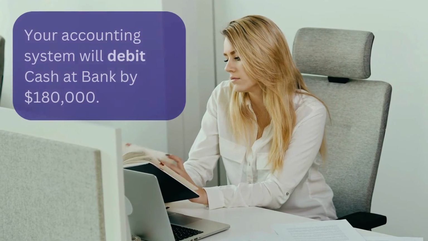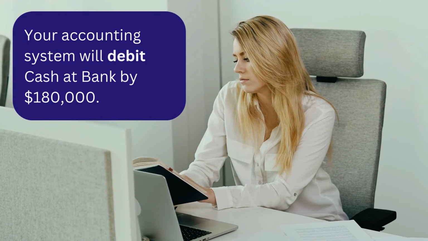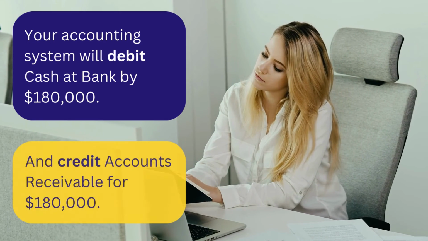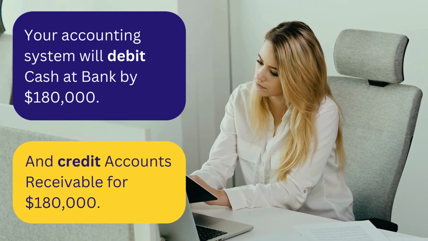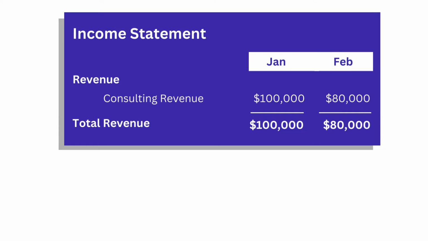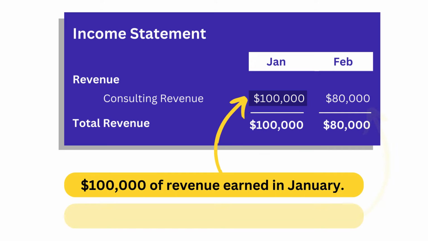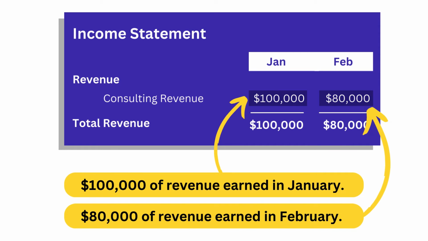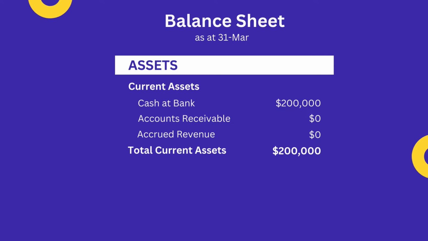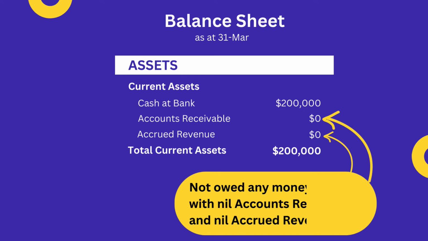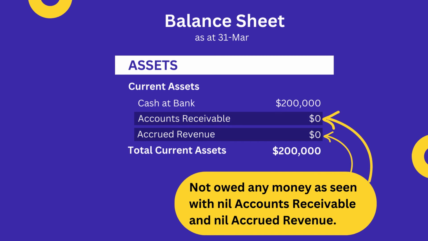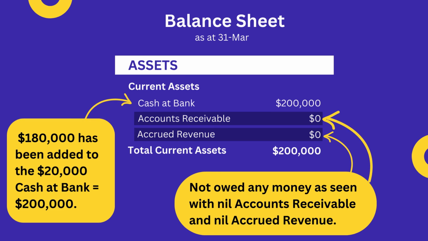When the invoice is paid, your accounting system will automatically debit cash at bank by $180,000 and credit accounts receivable for $180,000. Your income statement will still show that the business earned $100,000 of revenue in January and $80,000 of revenue in February. This is an accurate representation of how the business performed during those months. As for the March balance sheet, it will show that the business is not owed any money from either accrued revenue or accounts receivable, and it will show that the entire $180,000 paid by the customer has been added to cash at bank.